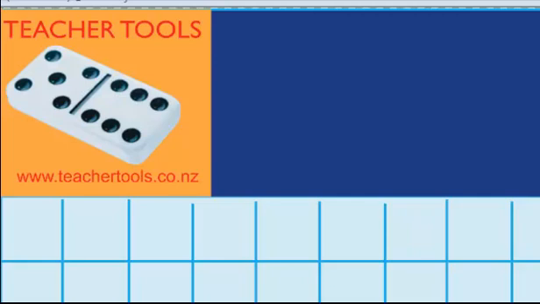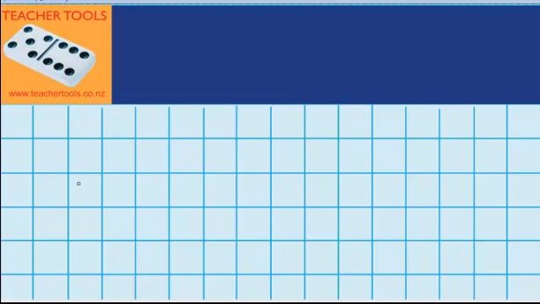Welcome to the Year 7 lesson for multiplication using an algorithm. In this lesson I'm learning to use an algorithm to solve multiplication problems. Let's start with this one here.